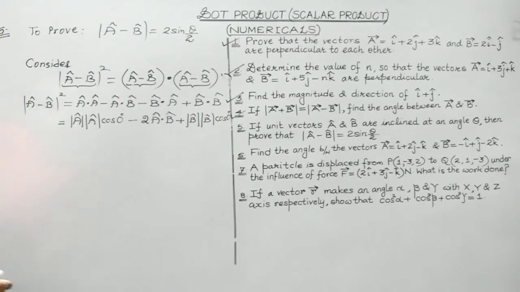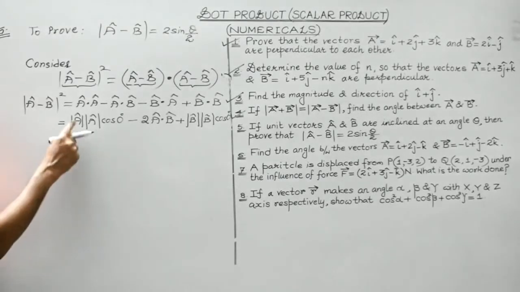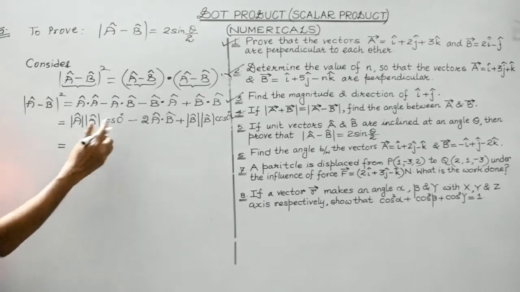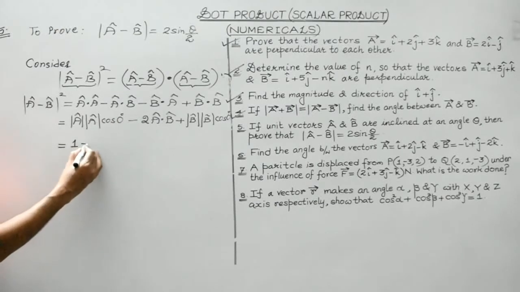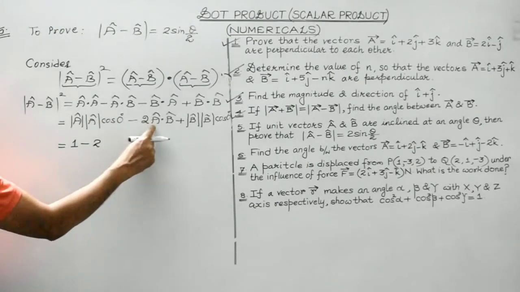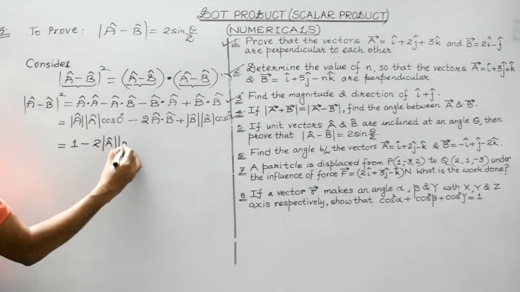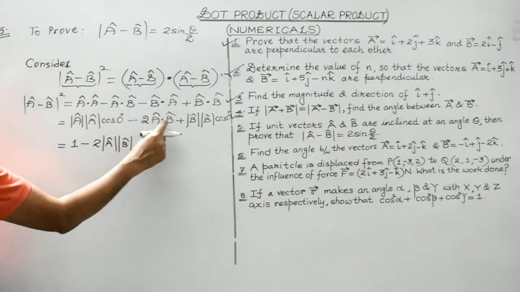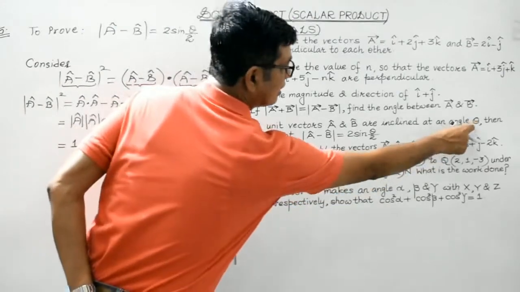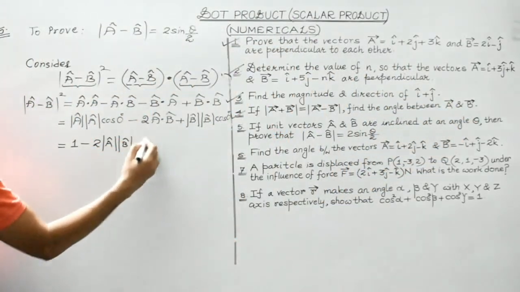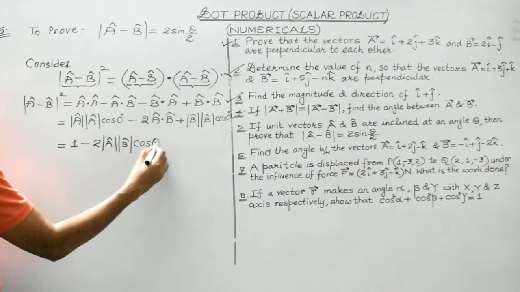Right? So what we get is, just let's keep evaluating it. The magnitude of unit vector is 1. We are aware. So its magnitude is 1. 1 cos 0 is 1. So here we are left with 1, minus twice a cap dot b cap. So magnitude of a cap, magnitude of b cap, and a cap and b cap, they are inclined at an angle theta. It's given. So cosine of the angle between them, it is cos theta.